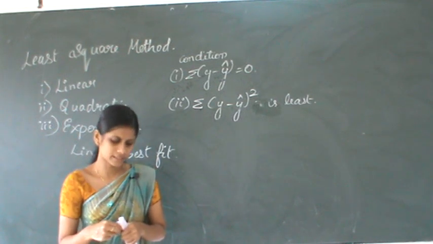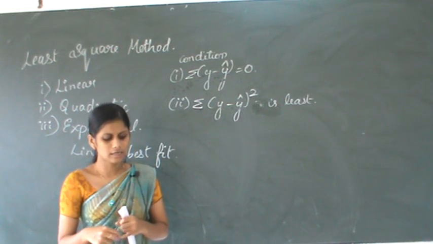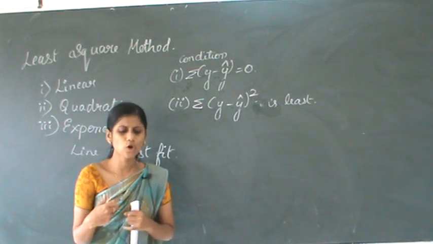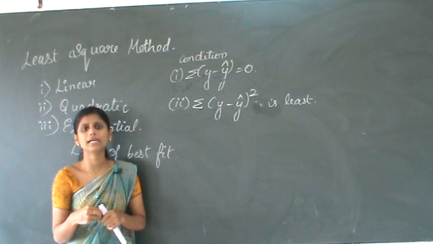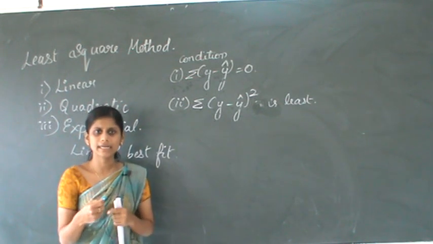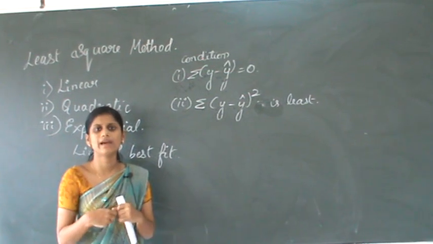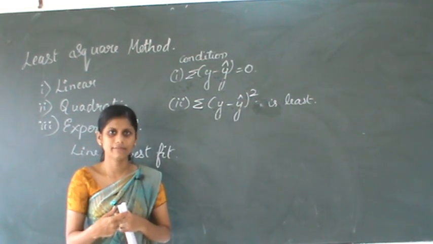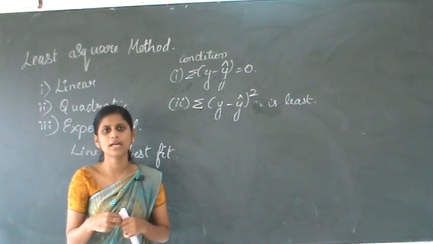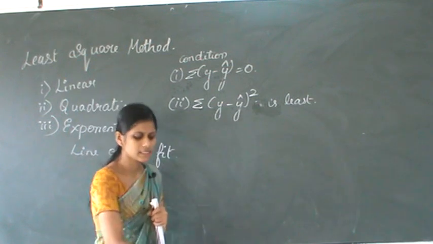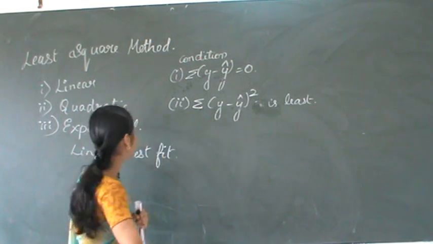Then if fresh observations are available, the whole procedure has to be repeated once again. If any new observations are added, then we have to do the whole procedure once again. It has to be repeated when fresh observations are available. So these are the merits and demerits of this least square method.